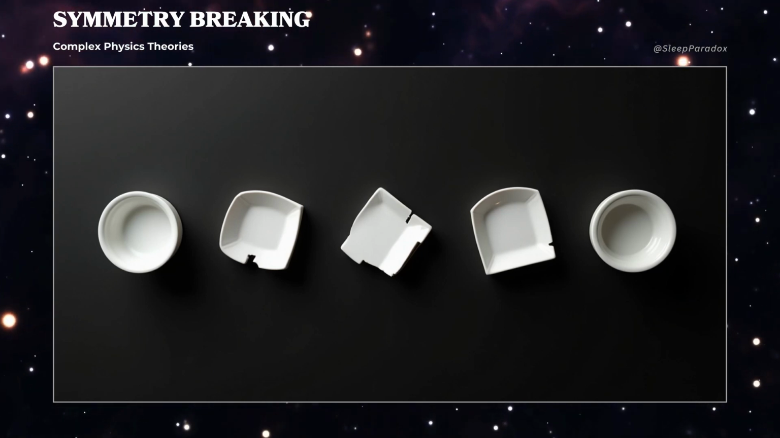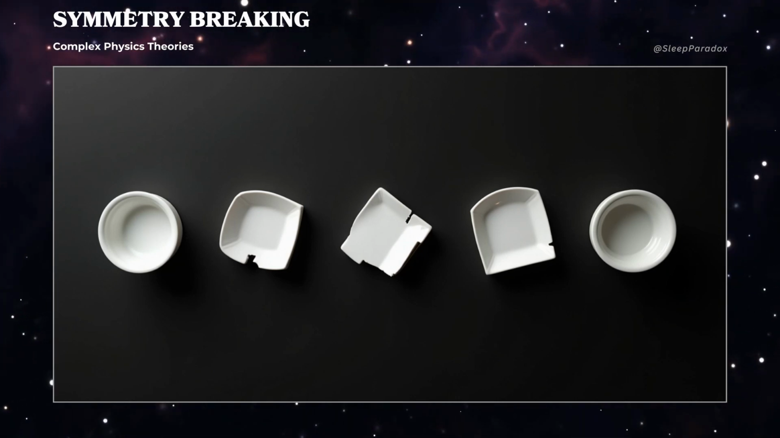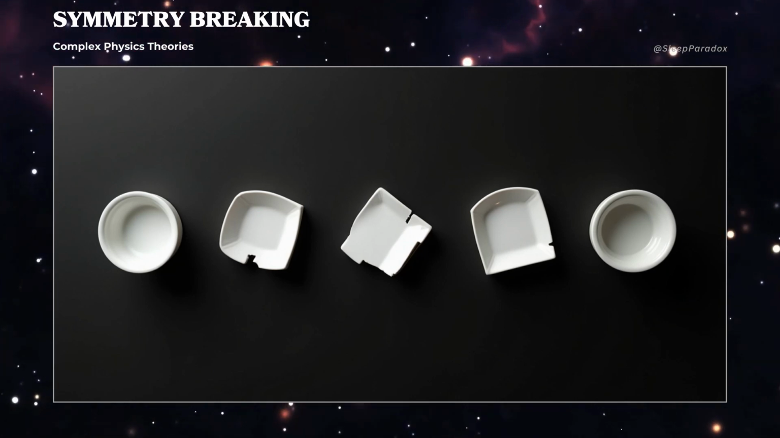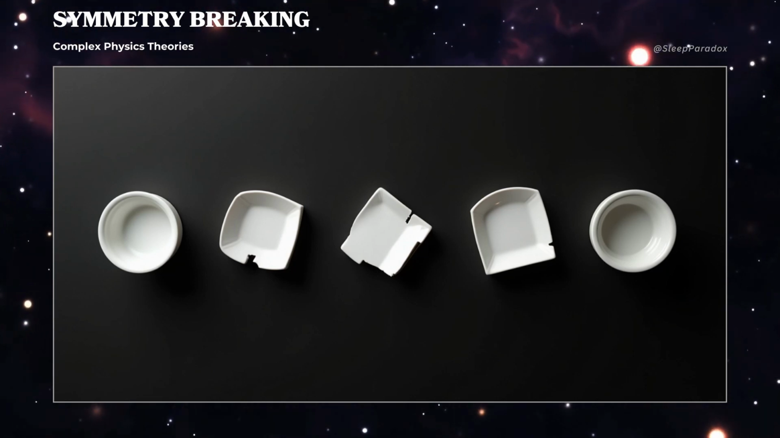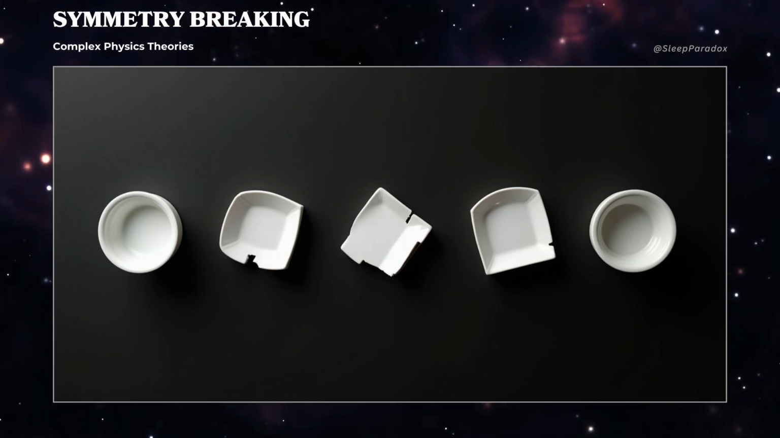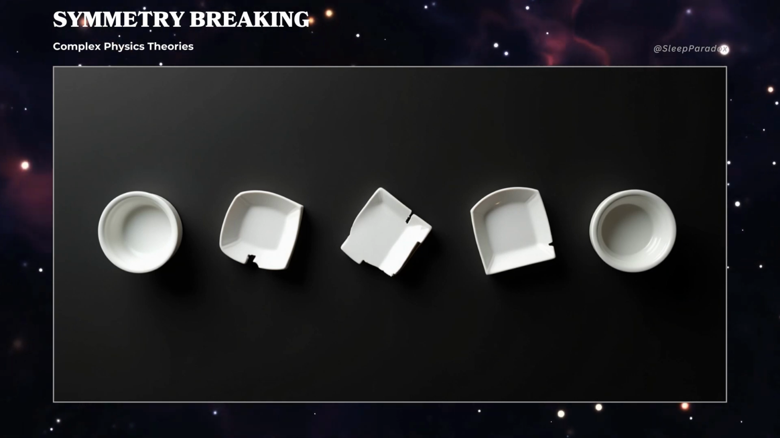A more visual example is a round table with a ball placed exactly in the center. The system is perfectly symmetric, but if the ball rolls toward one edge, that symmetry is broken. The ball's movement selects a direction, even though the table itself didn't favor one.